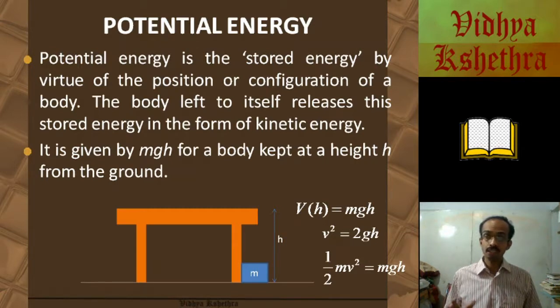That is, the potential energy of the body of mass m kept on the table is released as kinetic energy when it falls towards the ground.